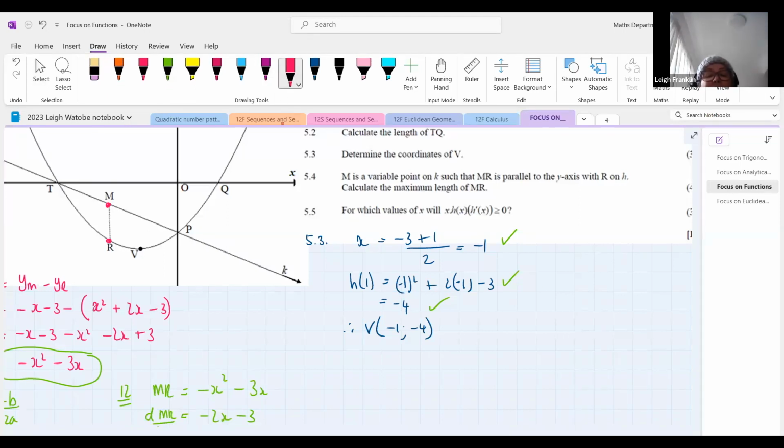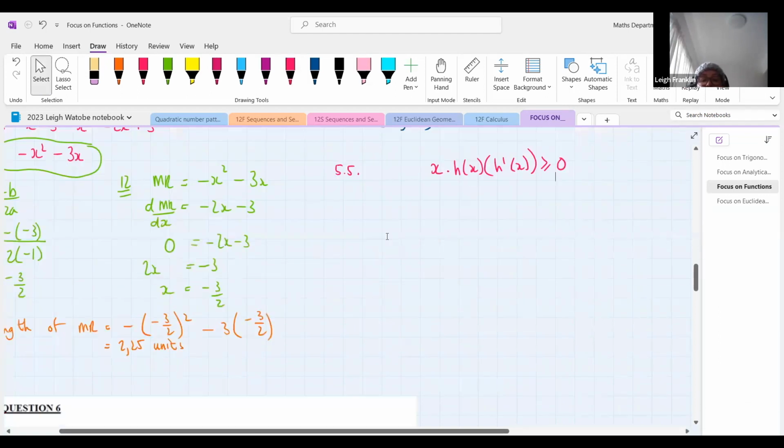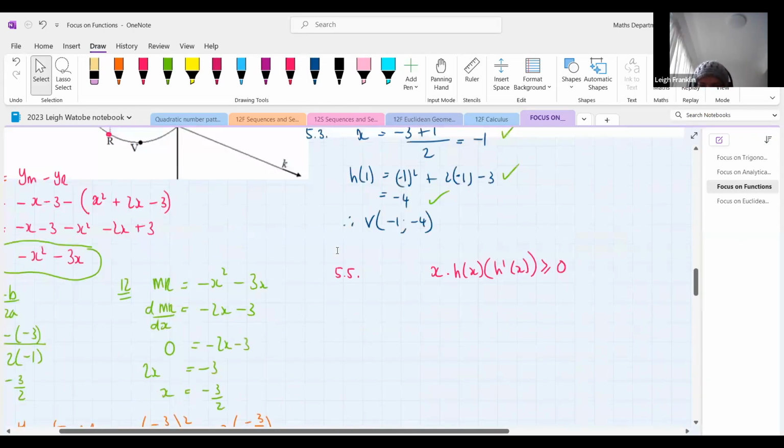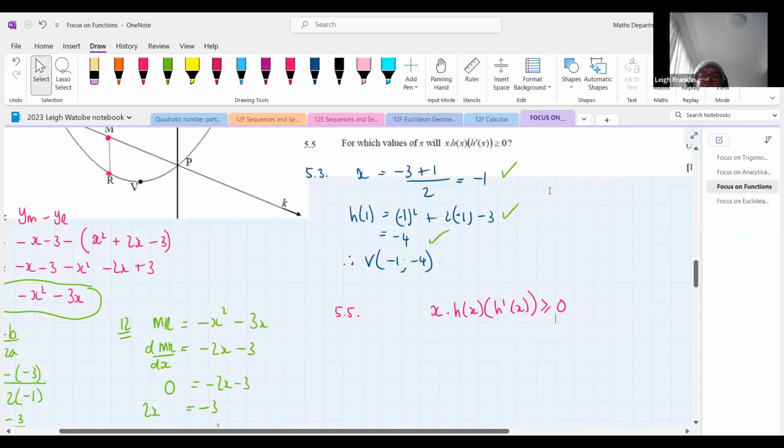Right, so let's just break it down into its parts. So for which values of x will x times h of x times h prime x be greater than or equal to 0? So this is a similar category of question to question 5.7. Okay, it's just a little bit more difficult. Because now instead of them multiplying 2 things together, now they're multiplying 3 things together.